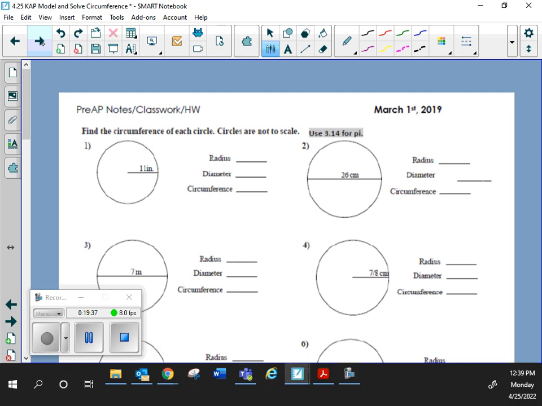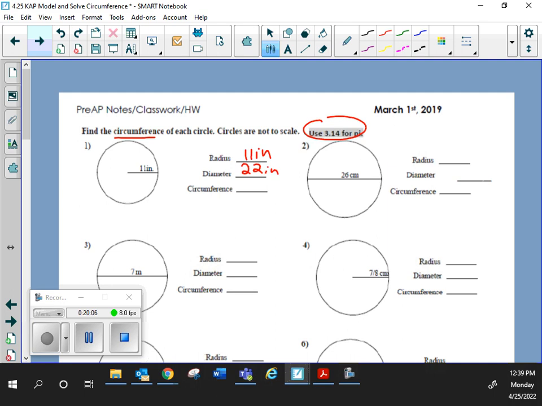I'm given a circle and I'm finding the circumference. It says to use 3.14 for pi. Okay, so we're not just going to find the circumference, we're going to find some other parts so we get used to a circle. That 11 inches is talking about the radius because it's halfway across. The diameter, because it is double, would therefore be 22 inches.